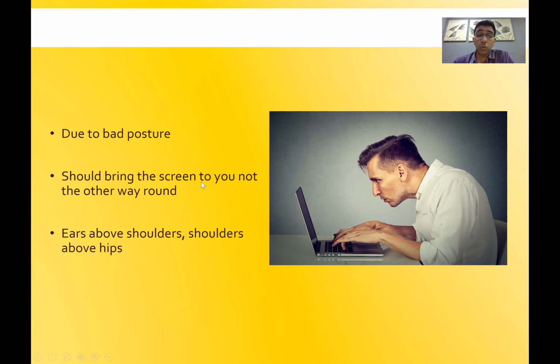You should bring the screen to you, not the other way around. You don't bring yourself to the screen, bring the screen to you. And my favorite funda, I tell everyone, make it a small post-it and stick it on your laptop or your computer. Ears above shoulders and shoulders above the hips. Ears should be above shoulders and shoulders should be above the hips, and you should maintain that posture throughout your working period.